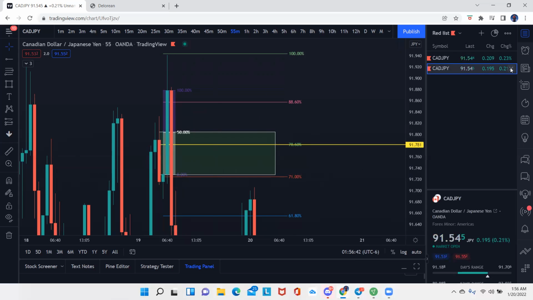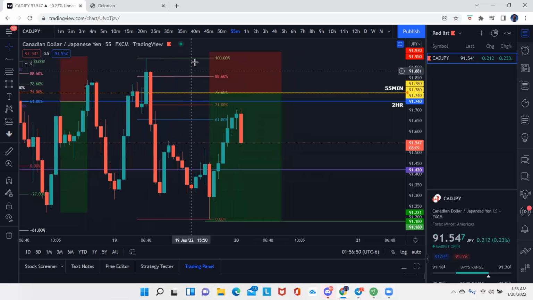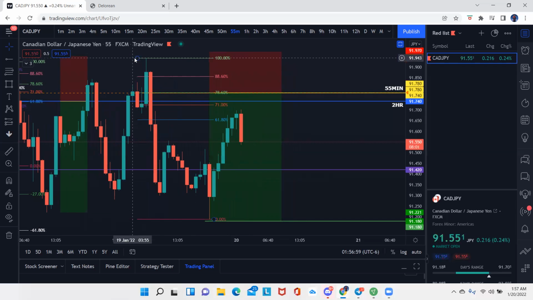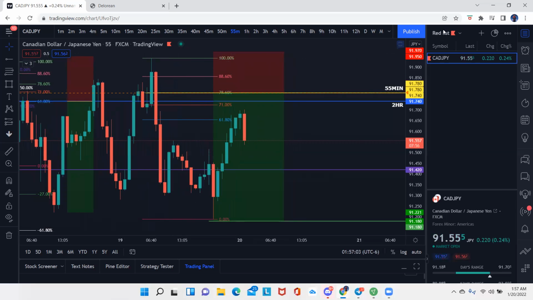So if I go back over here, as you can see, that's where I got my entry. 78.6% lined up perfectly. And you guys probably already know my stop loss is always going to go above that wick, and I'm always going to add 2 pips of spread. That's why my stop loss is always a little higher. I'm never going to put it right there. Let me show you a reason why you want to add 2 pips of spread, a trade that we actually took earlier this week.